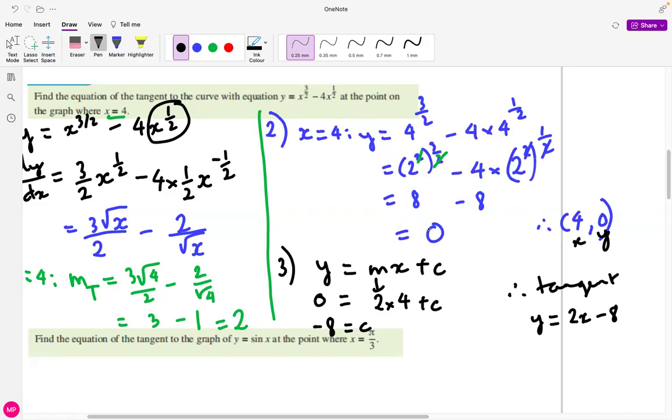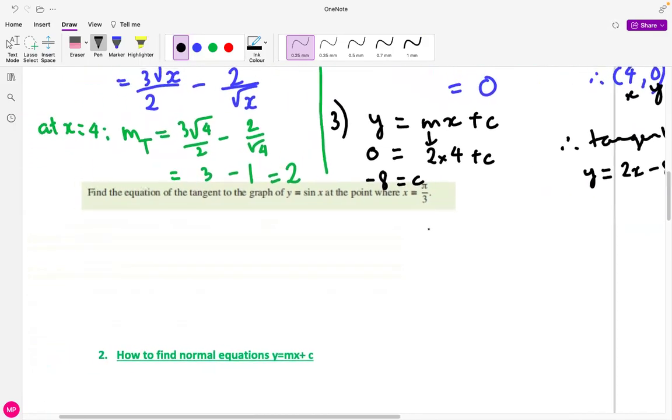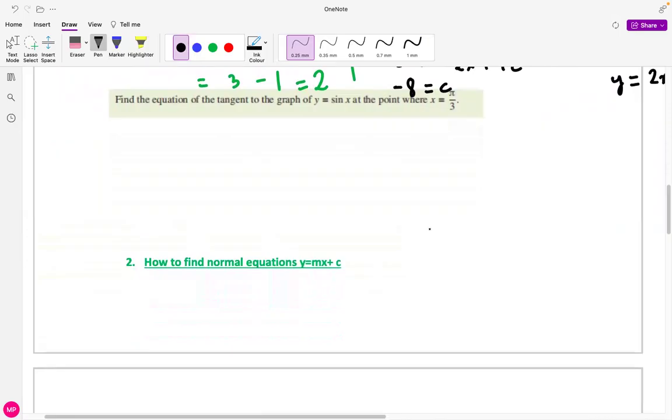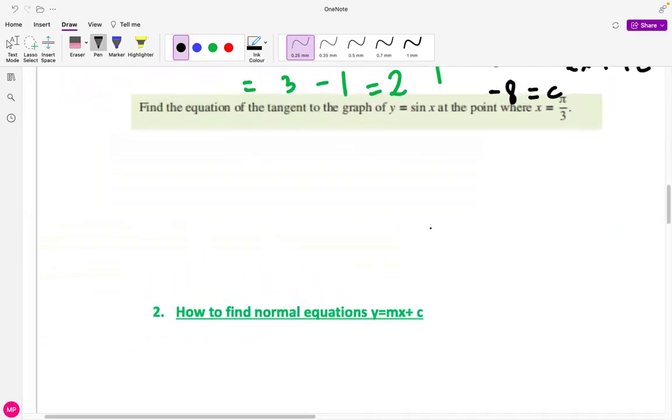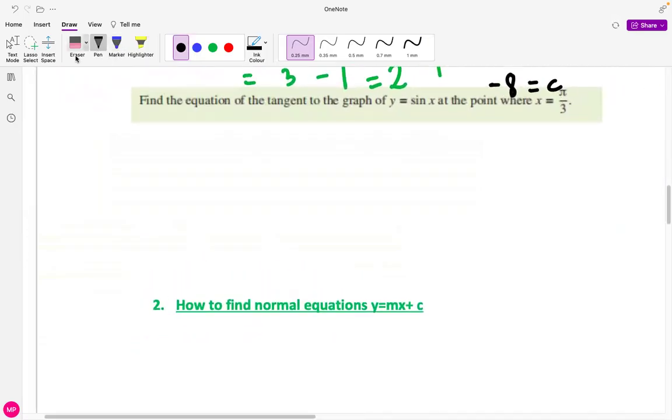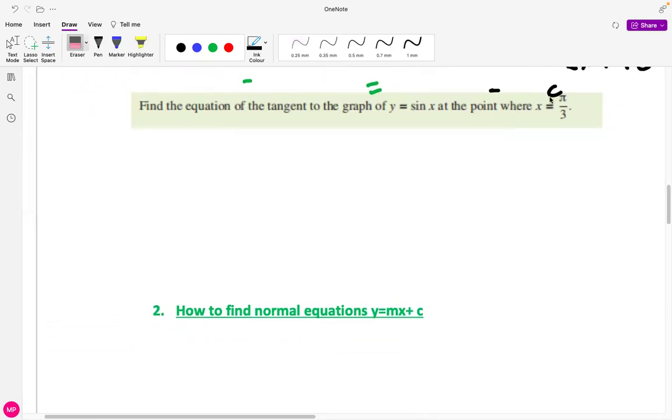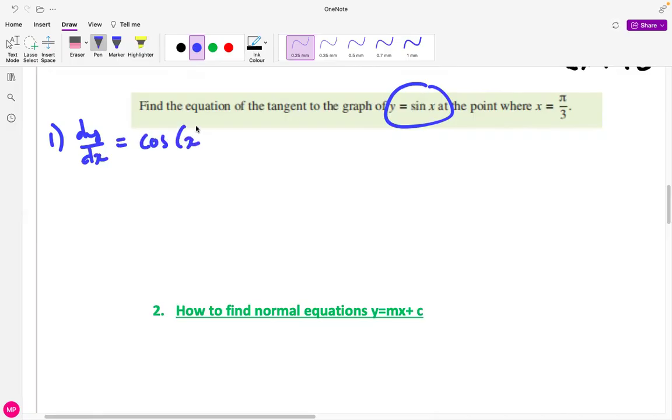Okay. We're going to do another example here. This time we're going to do it with the circular function. So let's get started on this one. Finding the equation of a tangent of the curve, and it passes through the point x equal pi over 3. So we basically follow the same steps. Step 1 is you're going to differentiate first. dy on dx equal derivative of sine is cos, so cos of x, right?